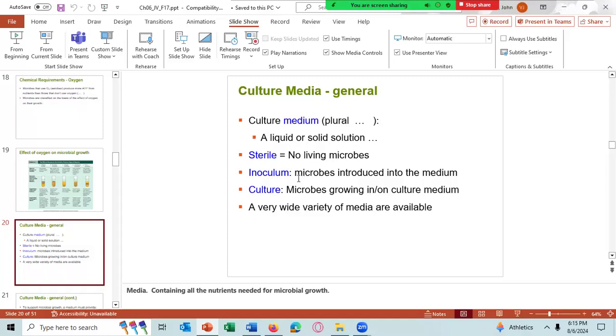Inoculum is the microbes we introduce into the media. So when you introduce microbes into a tube of media, that would be the inoculum. The culture is the microbes growing in and on a culture medium. And like I said, we have a very wide variety of media available in microbiology. We won't discuss, obviously, the entire book. We're only going to discuss a few types of media.